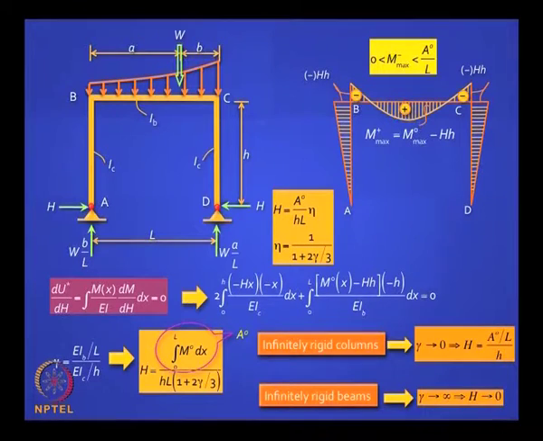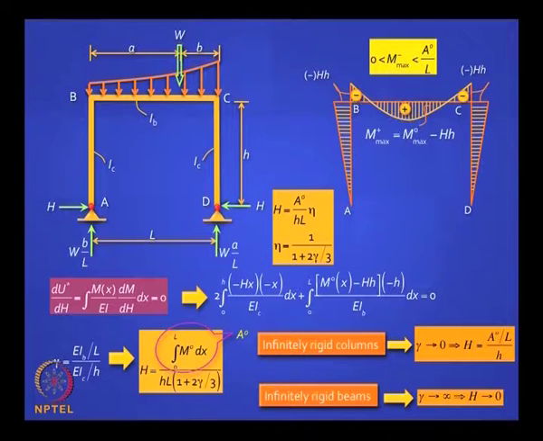Now let us use a parameter eta to take care of the gamma. So if we define eta as 1 divided by 1 plus 2 gamma by 3, which is essentially the denominator here, then capital H is A naught divided by hL into eta, right. And let us take simple problems. Let us take symmetric loading problems. Is this clear? It is quite simple.